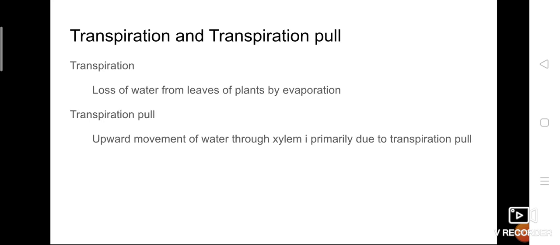Okay, and now we are going to talk about a very interesting thing. What is transpiration and what is transpiration pull? See, when we talk about transpiration and transpiration pull, do you think we are pouring water to the plants every day, isn't it? Do you think all the amount of water we put on the soil is absorbed by the plants, and all the absorbed water is used by the plants?